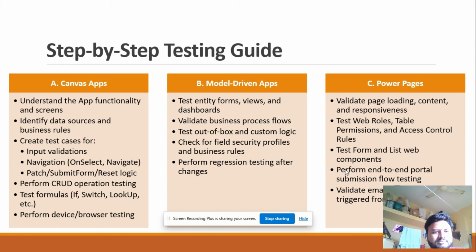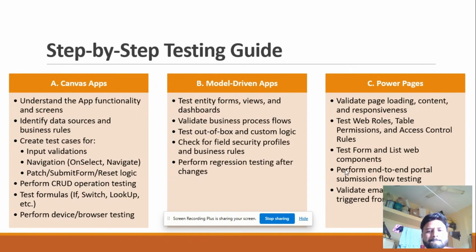In the next slide, we will see the step-by-step testing guide for the Canvas app, model-driven app, and Power Pages. First, the Canvas app. Understand the app functionality and screens. Identify the data sources and business rules. Create test cases for input validations, navigation, patches, submit form operations, and reset logic. Perform CRUD operations in testing, and test formulas like If, Switch, LookUp, etc.